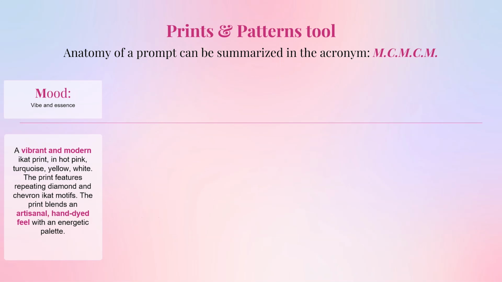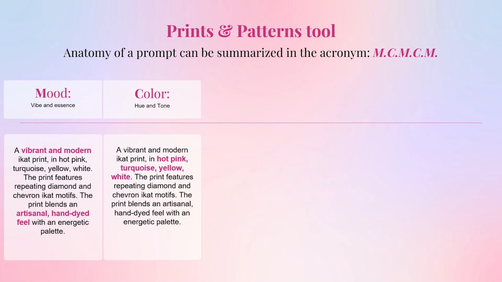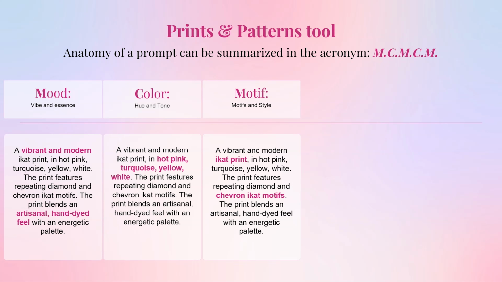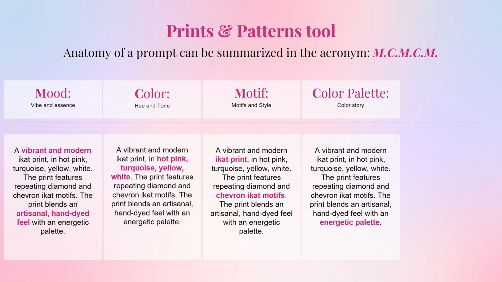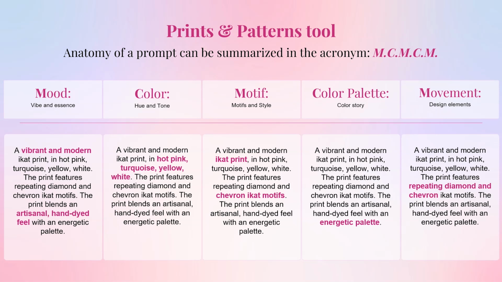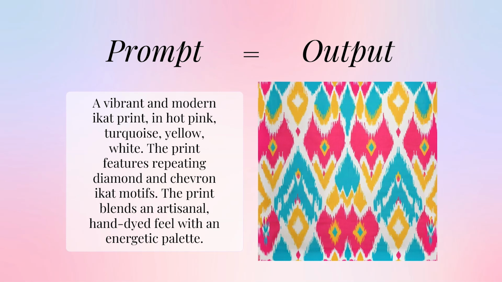The mood is vibrant and modern. It also has an artisanal, hand-dyed feel. The colors are hot pink, turquoise, yellow, and white. There are chevron ikat motifs. The color palette is an energetic palette. Movement captures the design elements with repeating diamond and chevron motifs. These details covering the mood, color, and design elements translate to a modern, vibrant ikat print. Use MCMCM as your checklist when prompting in prints and patterns.